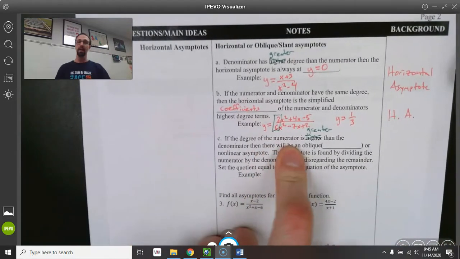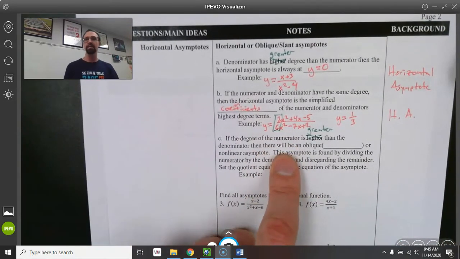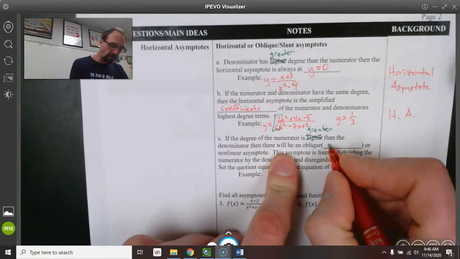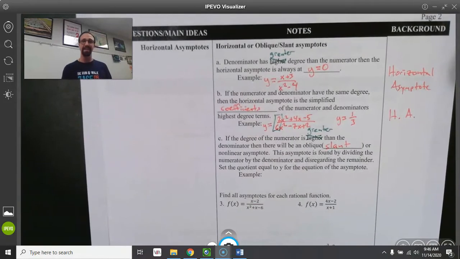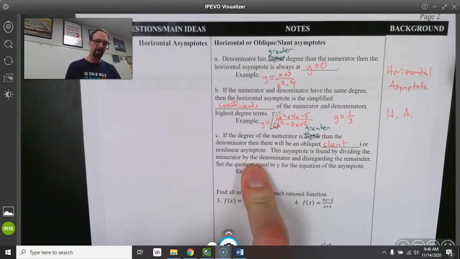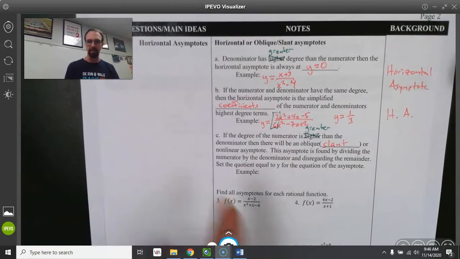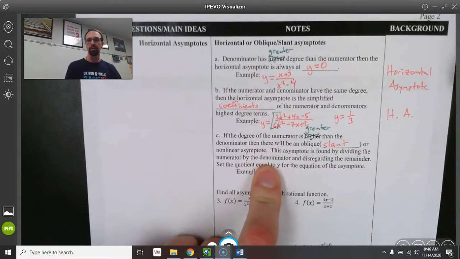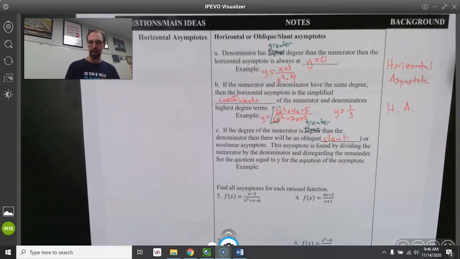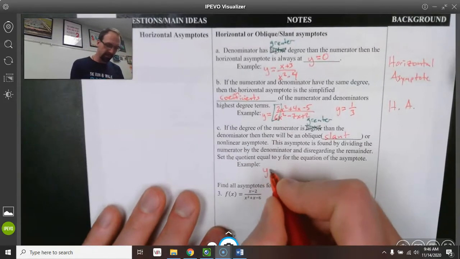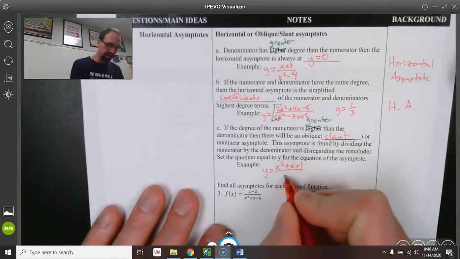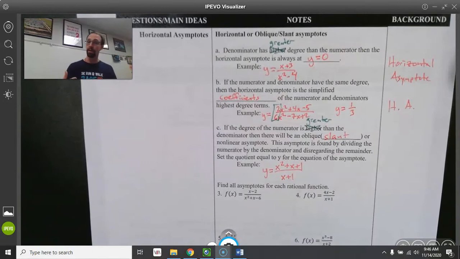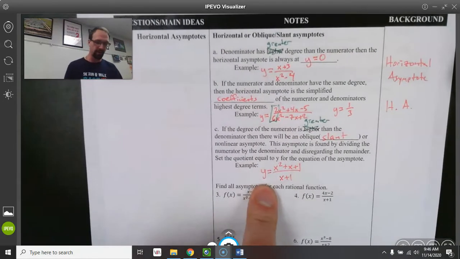If the degree of the numerator is greater than the degree of the denominator, then we have what's called an oblique, or sometimes you'll see it referred to as a slant asymptote. This is nonlinear. This asymptote is found by dividing the numerator by the denominator, and then you disregard the remainder. So we set the quotient equal to y for the equation of this asymptote. Example: if I have y equals x squared plus x plus 1 over x plus 1, note the degree of the numerator is greater than the degree of the denominator.